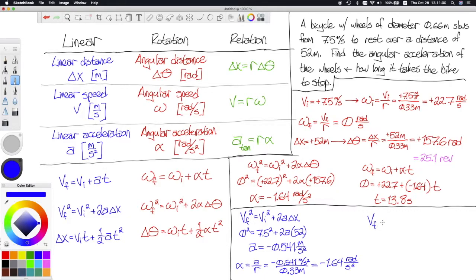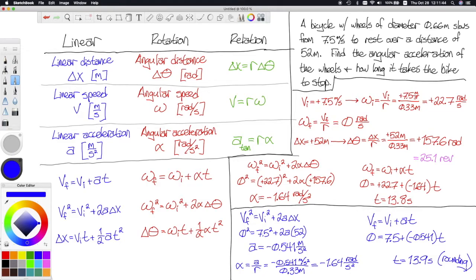We could have also solved for that time without using any of our rotational equations at all, with Vf of 0 equals Vi of 7.5 plus our acceleration of negative 0.541, because we want the linear acceleration in this equation, times t, to get that same time of, this time we get 13.9 seconds. They're only different because of some rounding issues, because I rounded my intermediate steps on this problem. But we can do this either in linear land or in rotation land, as long as we pick a lane and we stick to it.